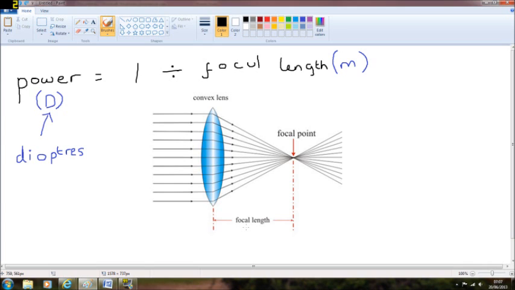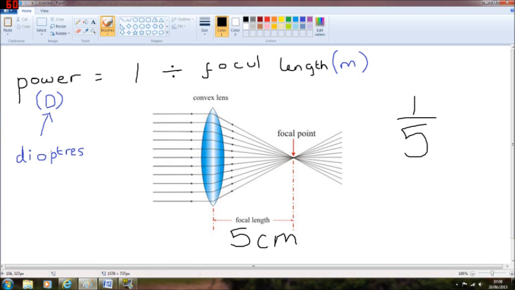So say we have a lens and we measure the focal length, and it is 5 centimeters. And we want to find out the power of this lens. Well, there's actually a method we can use. We do 1 divided by 5. And here's the formula: power equals 1 divided by focal length. And in science we always use meters, that's the more standard way of measuring things.